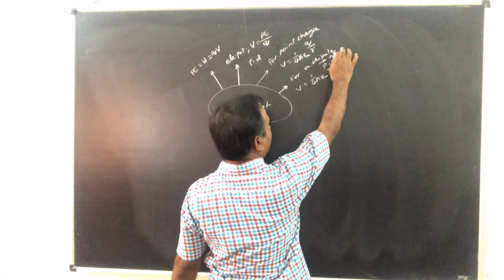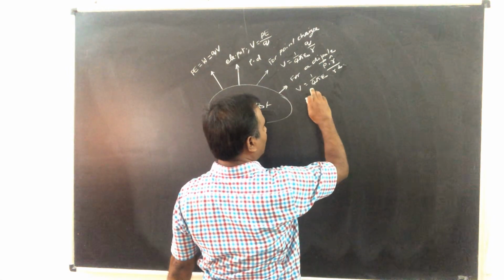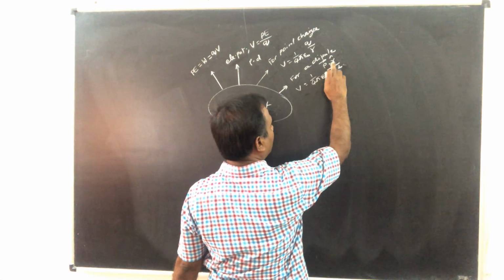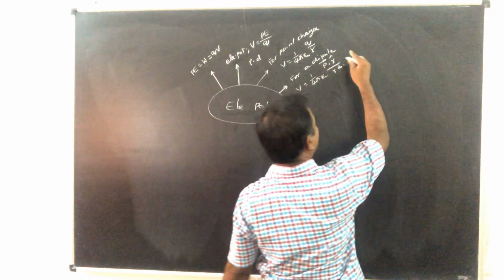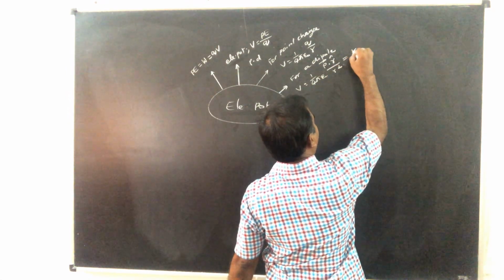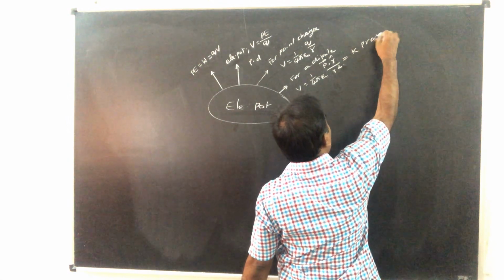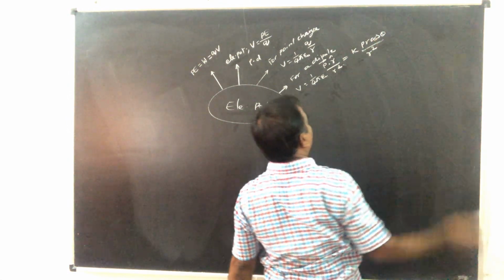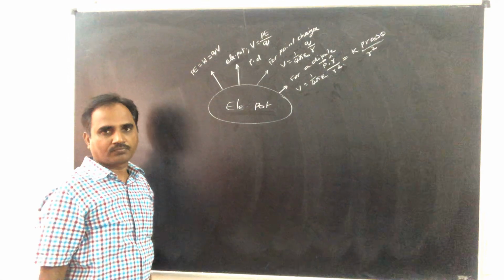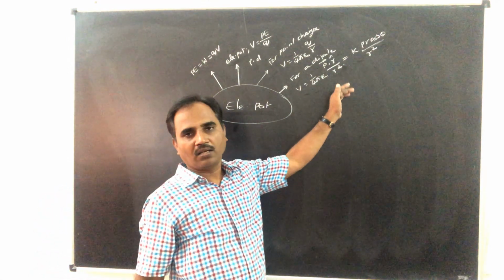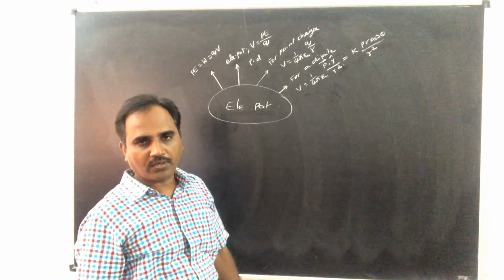So for a dipole, this electric potential is given by P dot R divided by R square, or otherwise, you can also write it as P R cos theta divided by R square. You can also write it like this. From this you can find the field on the axial line or equatorial line.